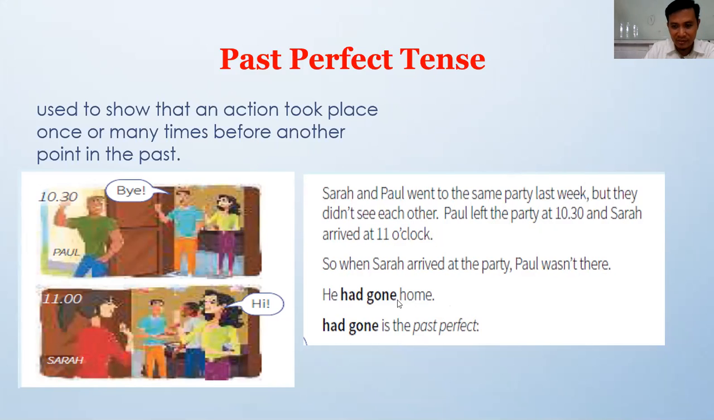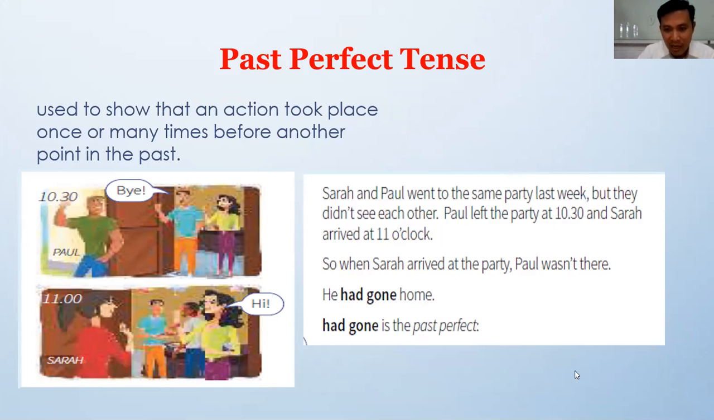So which one happened first? Sarah arrived or Paul went home? Paul went home, right. That is the first action. Look at this one here: Paul at 10:30 and Sarah at 11. So the first action you express in past perfect tense, and the second action you express in the past tense.